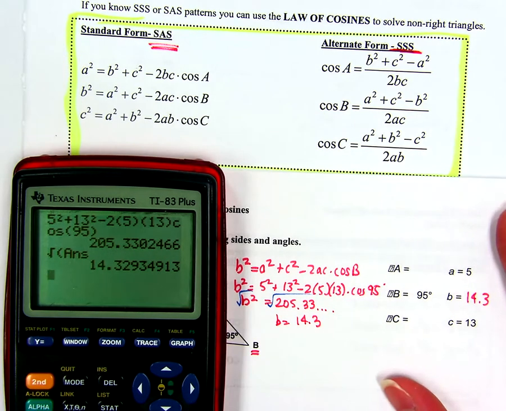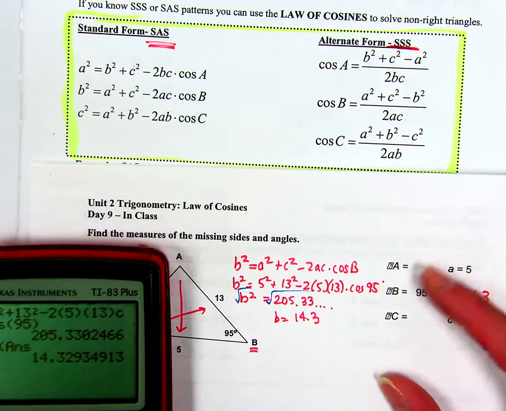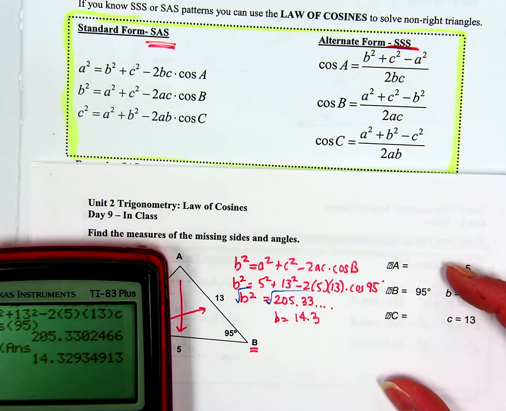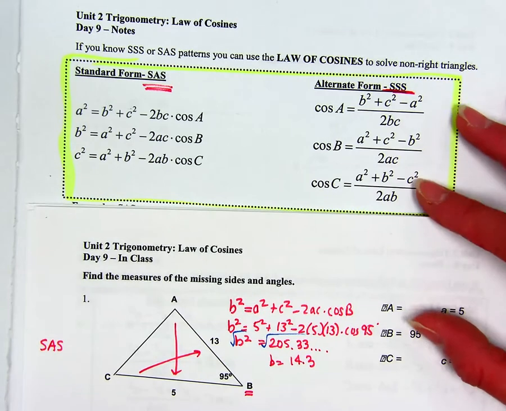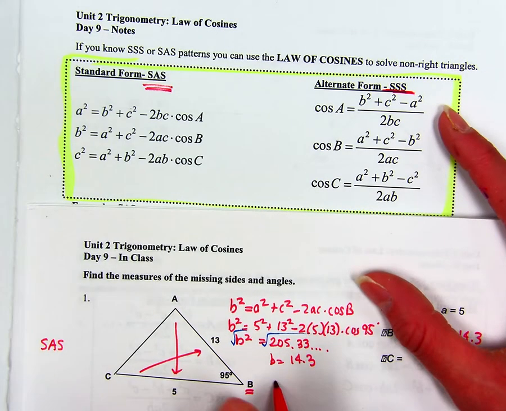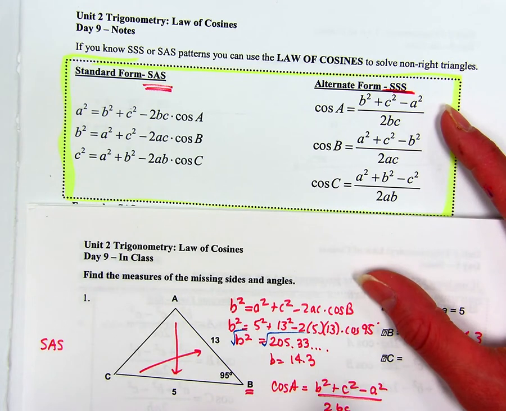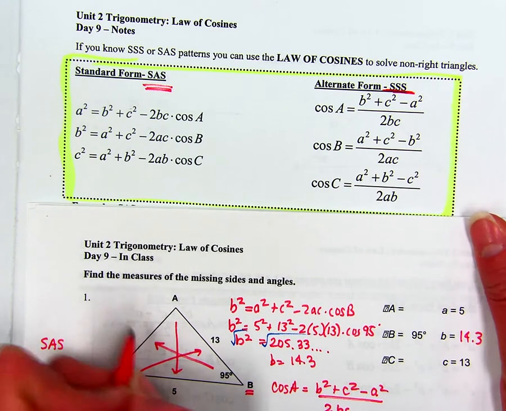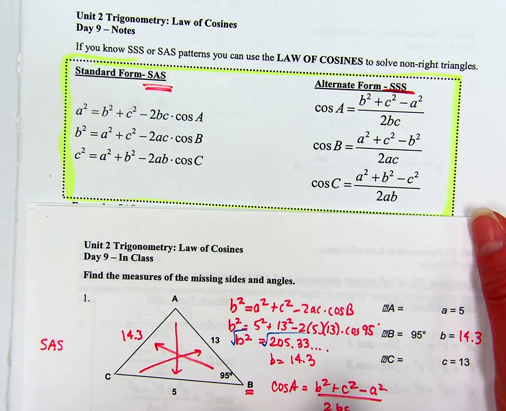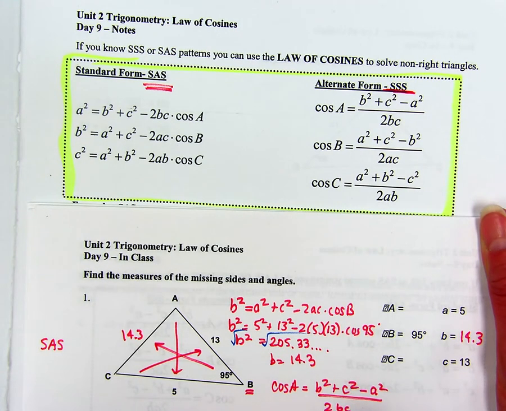All right, so now if we start with law of cosines, let's just finish with law of cosines. So we need to find either angle A or angle C, so it doesn't matter which one. So now to find an angle, you're going to switch over to one of these formulas. So let's just find angle A and write down the formula. Cosine of A equals b squared plus c squared minus a squared over 2bc. All right, so let's fill in our numbers. B is 14.3. We just found that out. So 14.3 squared plus 13 squared minus 5 squared over 2 times 14.3 times 13.